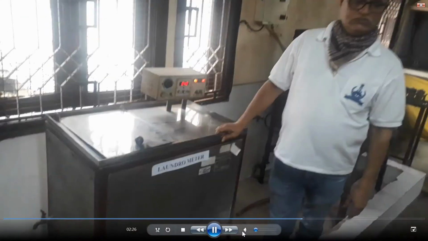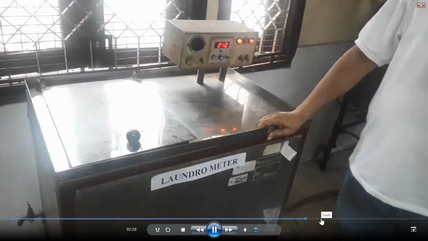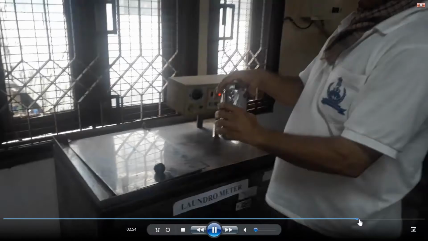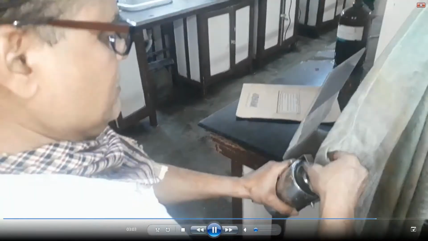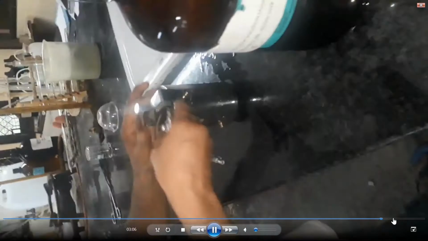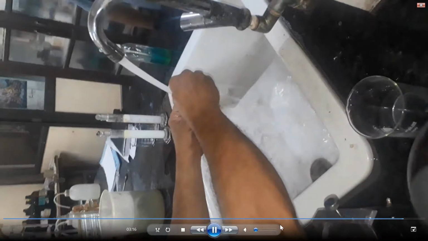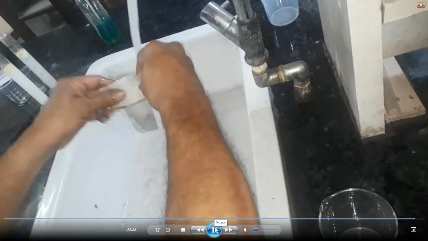After that, they will take it out. It's moving that way. After getting it back, you just take it out. Now it will be washed, and then it will dry.